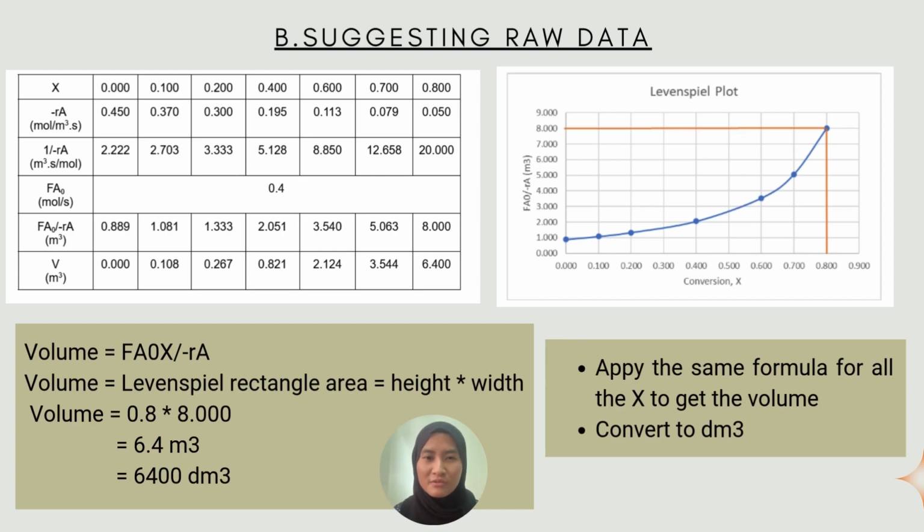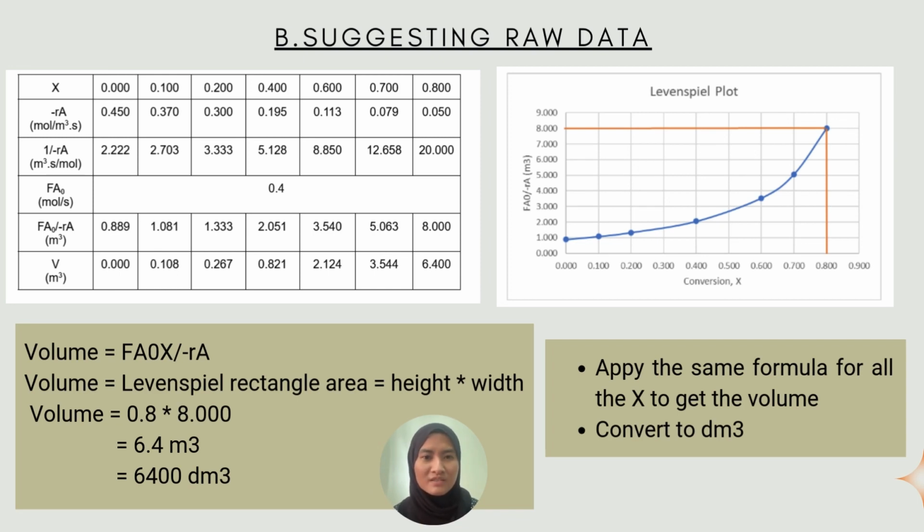Second is suggesting raw data. Here I suggest the data with the table provided. We have conversion X, the reaction rate negative RA, the reciprocal of the reaction rate 1 over negative RA, the molar flow rate FA0, and the calculated values of FA0 over negative RA. By using this data, we can determine the reactor volume at different conversions.